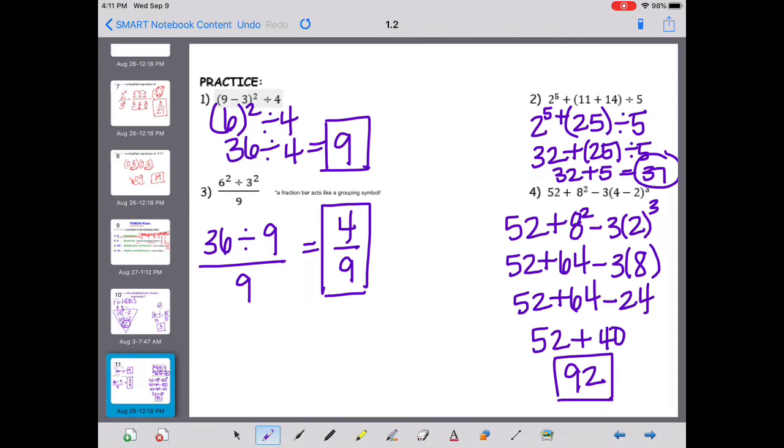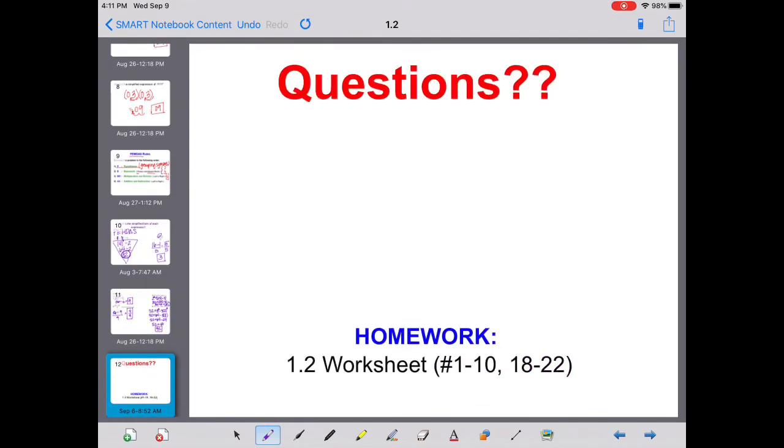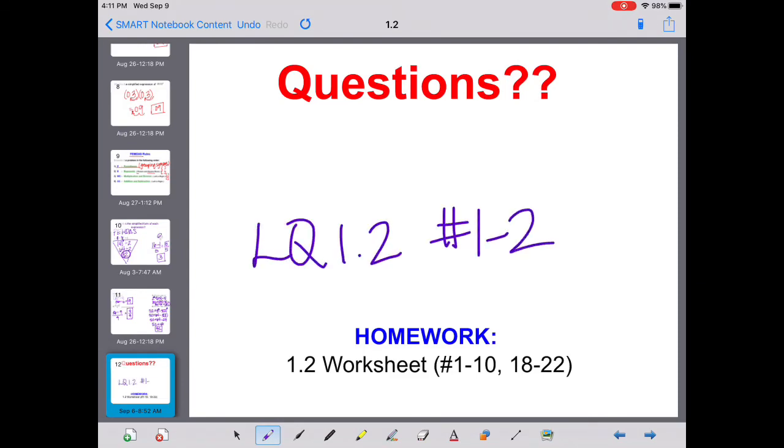All right, and that's all that I need you to work on for today. If you have any questions, please contact me. Your homework for tonight is the 1.2 worksheet, and you will only be able to do numbers 1 through 10 and 18 through 22. If you also want to look at lesson quiz 1.2, you should be able to do numbers 1 and 2.